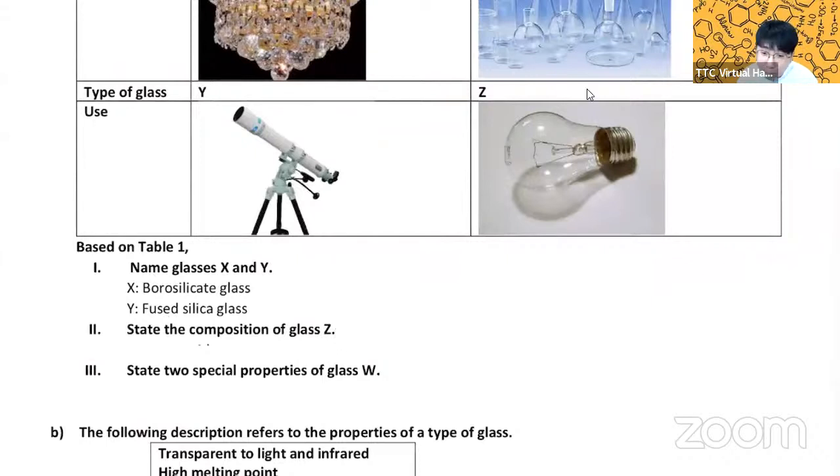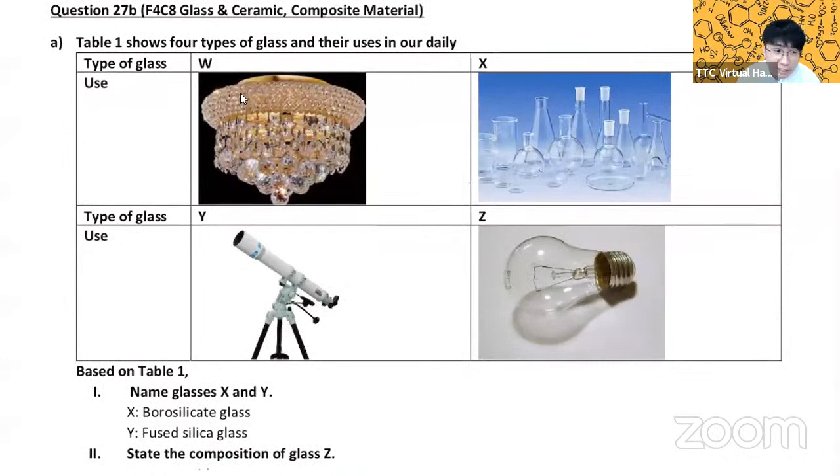So Z is your light bulb. What glass are you using for this light bulb? Now we learned about borosilicate, no more. Fused glass, no more. Lead crystal, no. What are the properties of lead crystal and soda lime? Those are the last two we haven't talked about. Lead crystal glass has a high refractive index. So usually you use it for places that need more refraction of light, for example the hanging lights. You need the light to be refracted in all directions to look very nice in the hotel. So W should be your lead crystal glass.